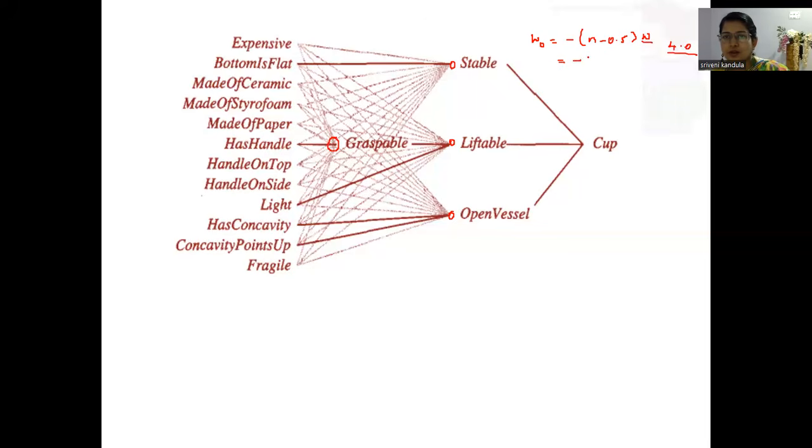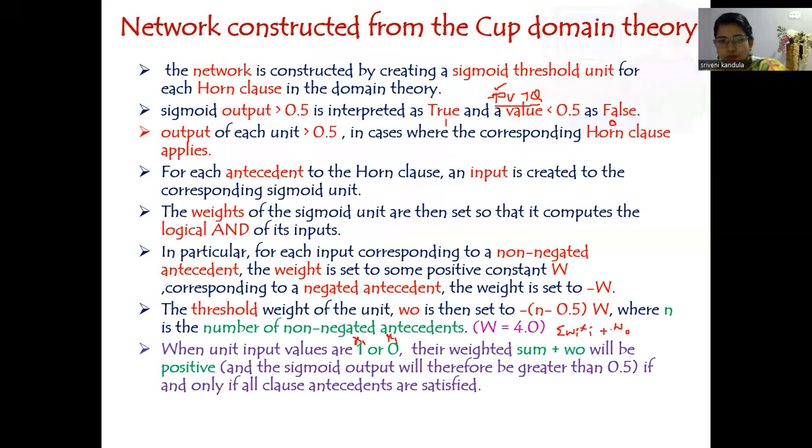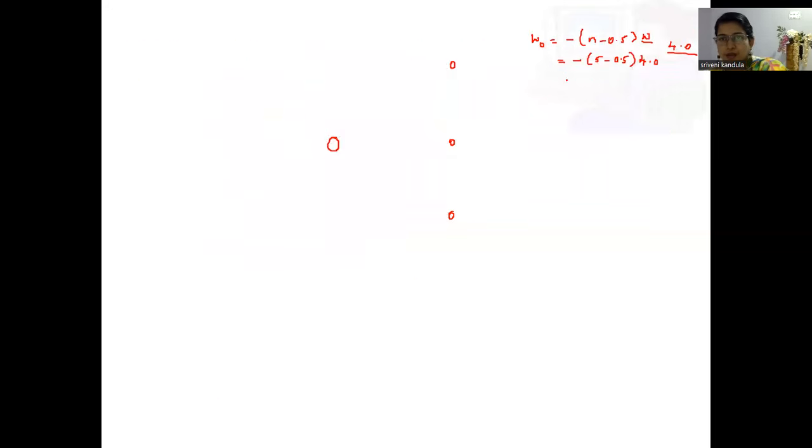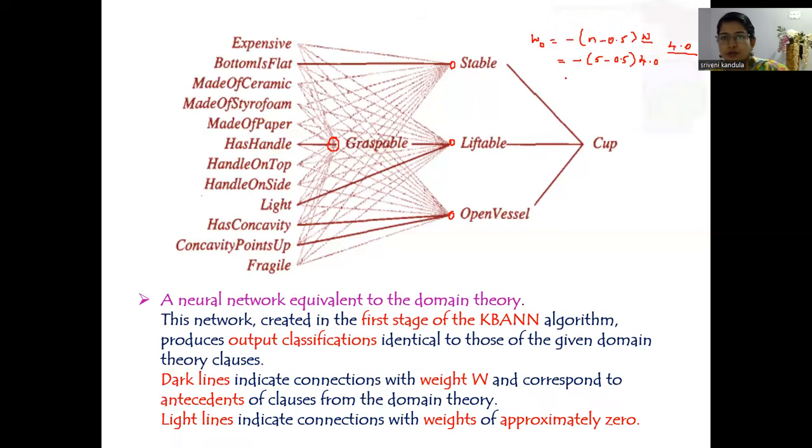So what is your W naught? Minus of 5 minus 0.5 multiplied with 4.0. Let us check the value. Yes, it is 4.0. So this gives 5 minus 0.5 is 4.5 multiplied with 4. This will give us a negative value, a large negative value, which will be multiplied with a positive value of 1. Here we are taking all the ones.